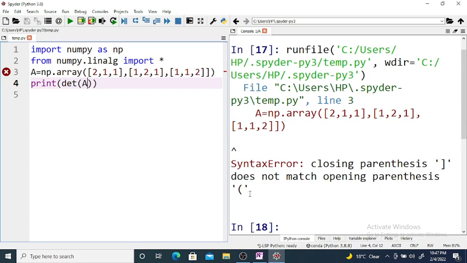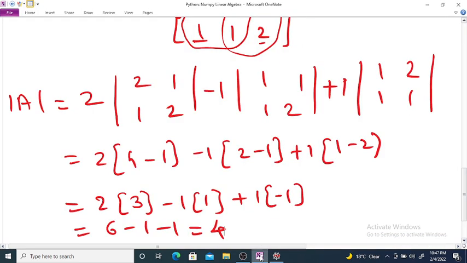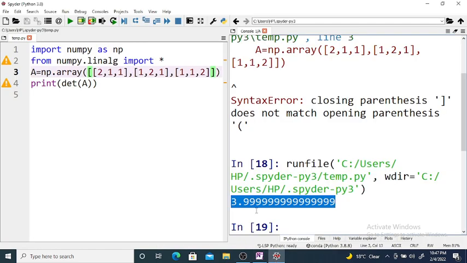Sorry, what is missing? The closing parenthesis is not matching. Okay, here is an error. So now if you evaluate, it gives 3.999, that is, it is 4. So you can check here, the value of the determinant is 4. This 3.99 means it is equal to 4.